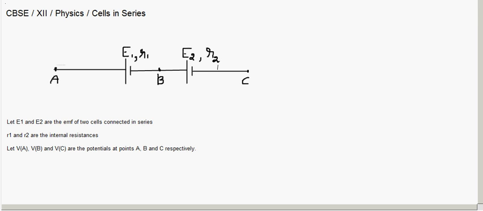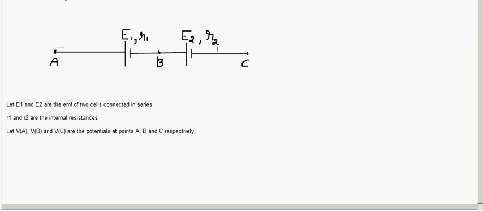Now we can write the potential difference between points A and B, VAB, will be equal to VA minus VB. And if a current I is flowing, let me say this EMF is connected to an external circuit and a current I is flowing, then VA minus VB is nothing but the terminal voltage of cell 1, which will be equal to E1 minus I into R1.